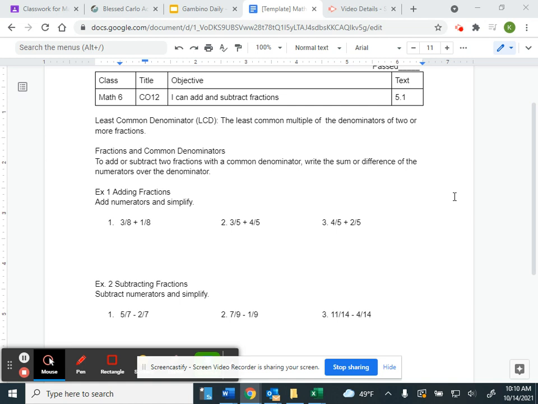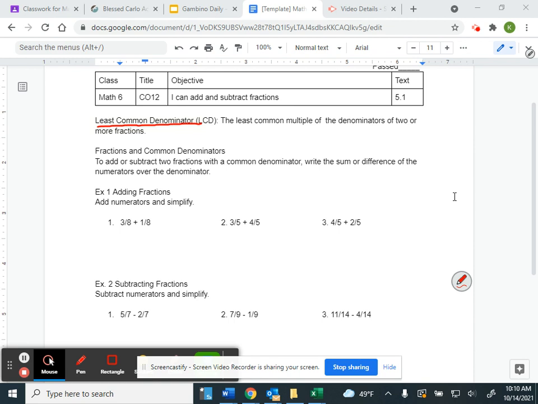Okay, today we are continuing with our Unit 2. We are on CO12. I can add and subtract fractions. So some words we need to remember. Least common denominator, that's the LCD. That is the least common multiple of the denominators of two or more fractions.